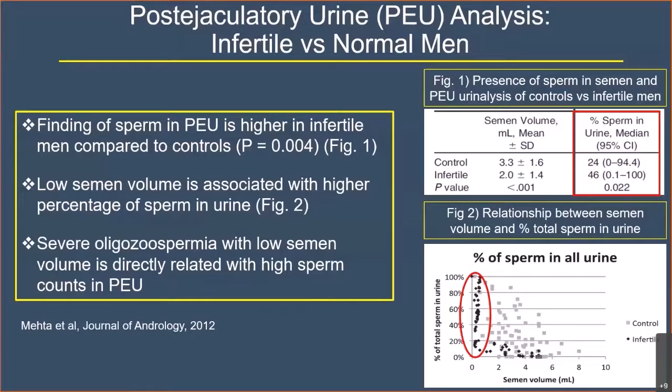The second finding was that low semen volume is associated with a higher percentage of sperm in urine. So this is illustrated in figure 2, the relationship between semen volume and percent total sperm in the urine sample, and infertile men are the black boxes. So this is highlighted with the red circle. With the low volumes or even no sperm sample being produced, there is a higher percentage of sperm that are found in infertile men versus the controls. Overall, the study reports, which is the third significant finding, that severe oligospermia with low semen volume is directly related with high sperm counts in post-ejaculatory urine samples.